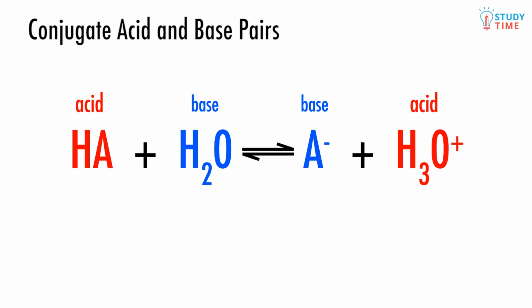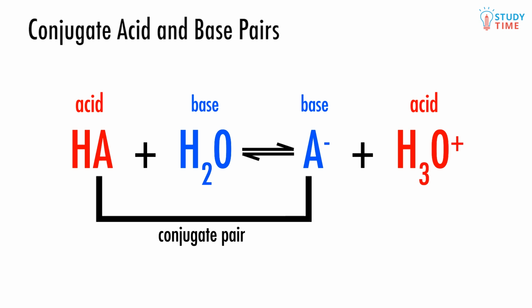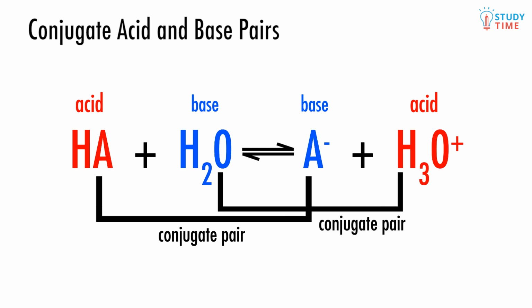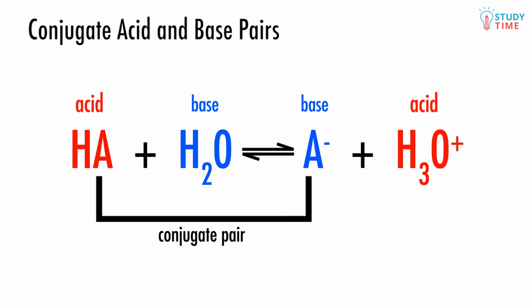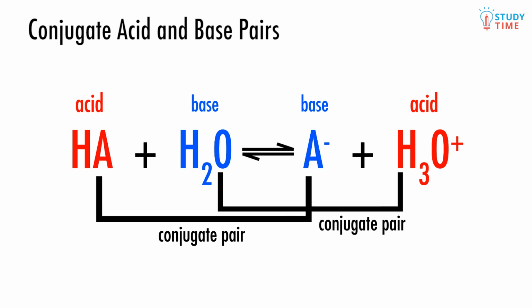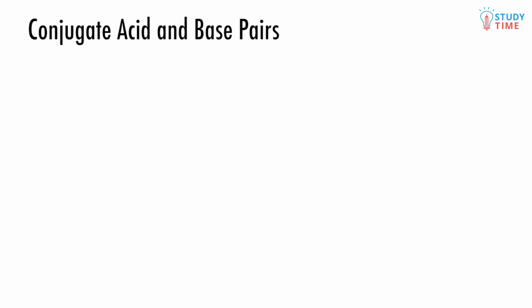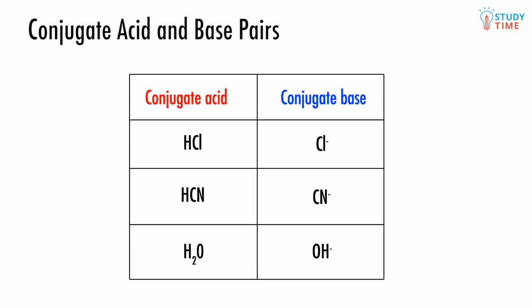We can think of HA and A minus as something called a conjugate pair. We can also think of H2O and H3O plus as a second conjugate pair. A conjugate pair is really a combination of an acid and base, which differ only in one hydrogen ion, and can hence switch between being an acid or a base, depending on whether they have the hydrogen ion or not. So each conjugate pair obviously contains an acid and a base.